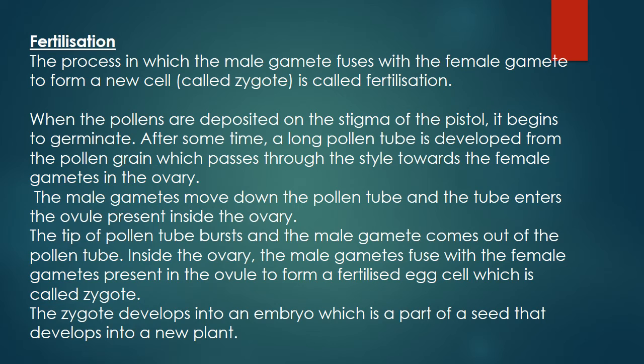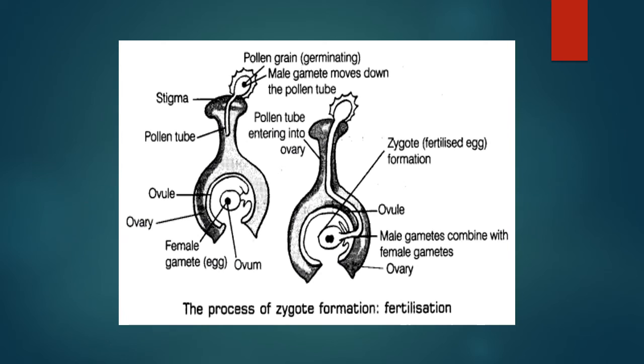So inside the ovary, the male gametes fuse with the female gametes present in the ovule to form a fertilized egg cell, a new cell called a zygote. Then the zygote develops into an embryo, which is a part of a seed that develops into a new plant. So this is the process of zygote formation.